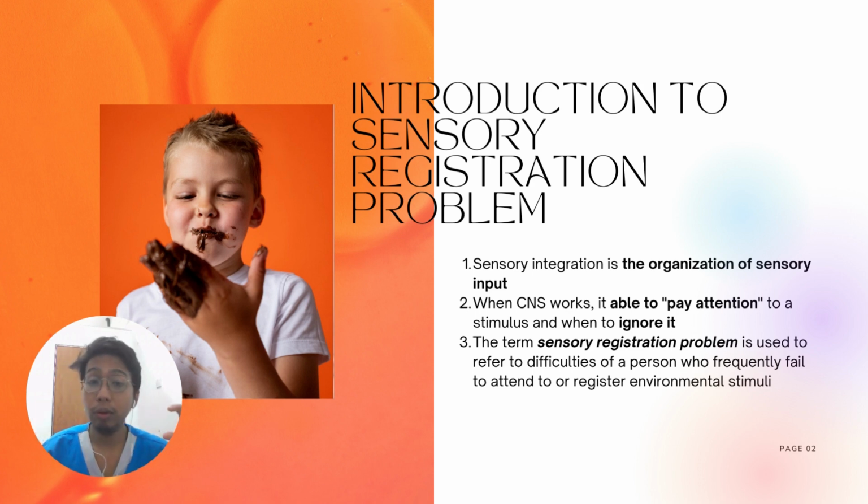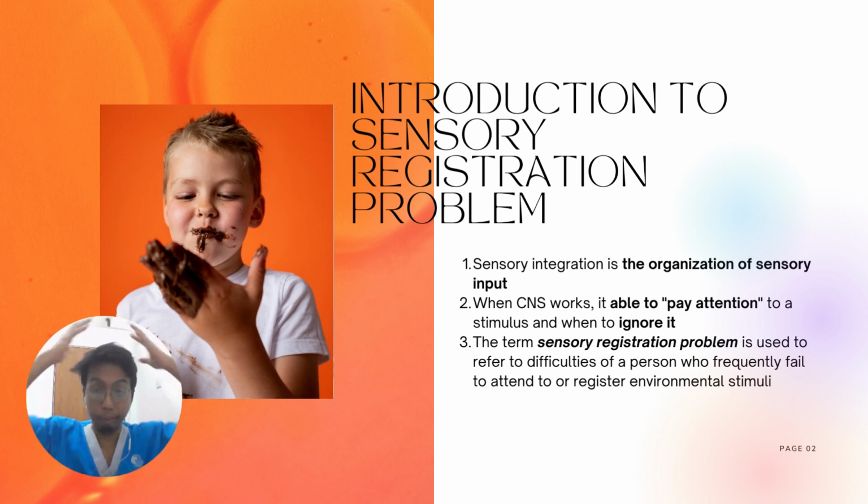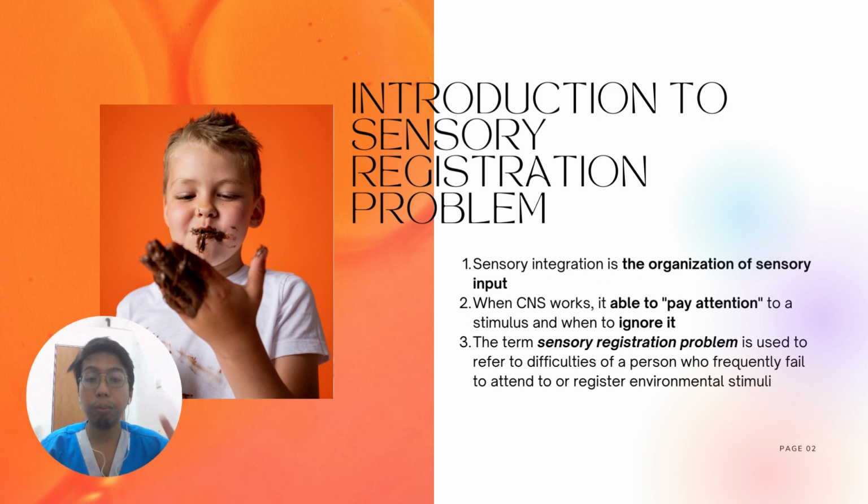If you see that, sensory integration is the organization of sensory input, meaning to say that sensory comes from the brain. So the brain interprets all of the information through sensory. And that's why when the CNS works, meaning the central nervous system, which consists of the brain and the spinal cord, tunjang ni, it is able to pay attention to a stimulus and when to ignore it.